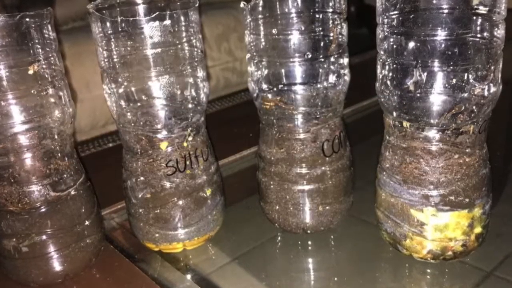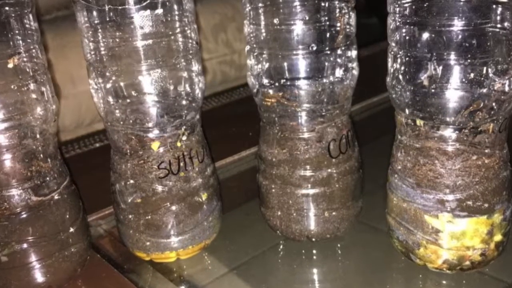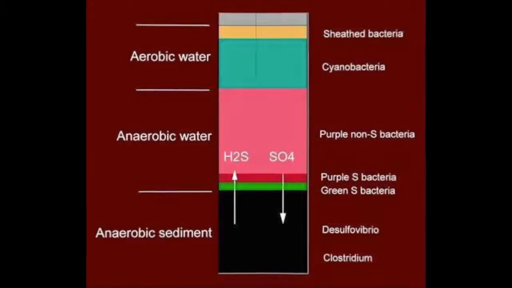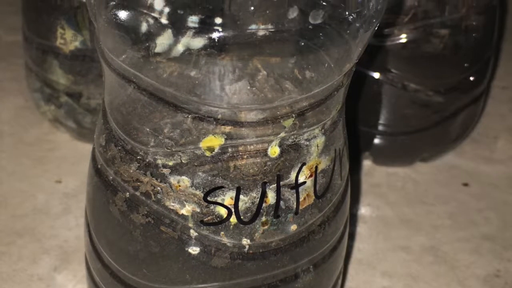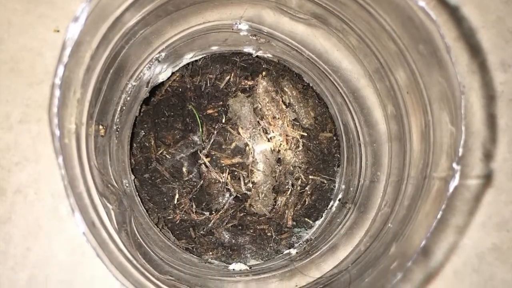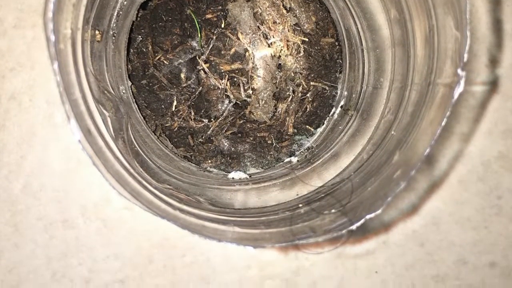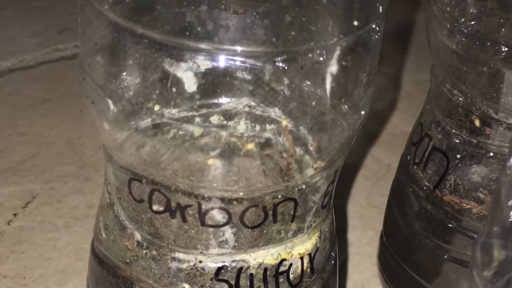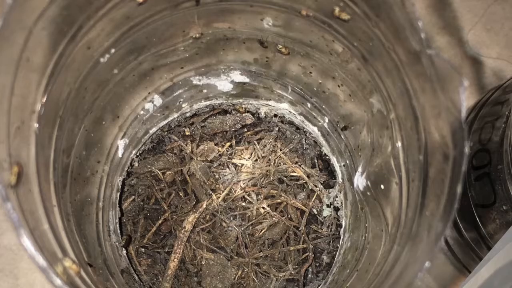We labeled our 4 bottles with carbon, sulfur, control, and carbon and sulfur. Then we added 1.5 cups of sediment to each one of them. For the carbon column, we added 1/2 cup of shredded newspaper to the sediment and mixed it very well with a mixing spoon. Then, for the sulfur column, we added the yolk of a raw egg and mixed it. For the carbon and sulfur column, we added both things and then we mixed.